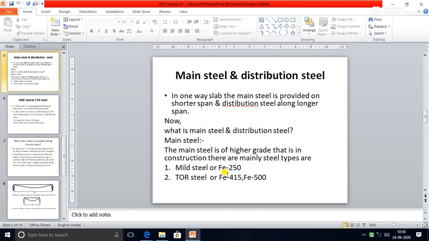When we are going to study about main steel and distribution steel, the main steel is always of diameter 8 mm, 10 mm, 12 mm, 16 mm, 20 mm, likewise. And for distribution steel, it is 6 mm or 8 mm, or as per the design aspect.